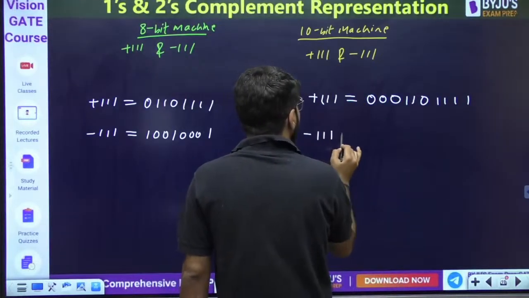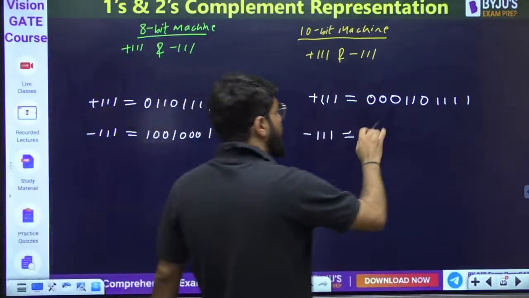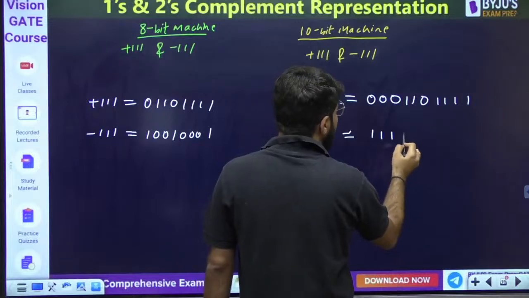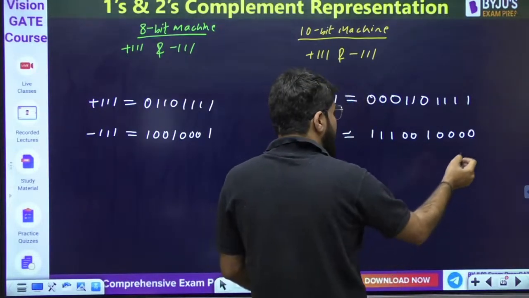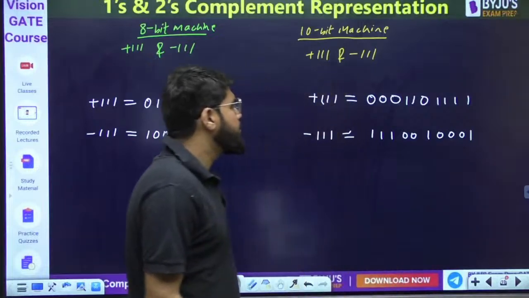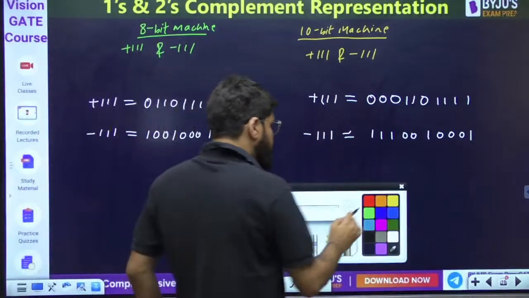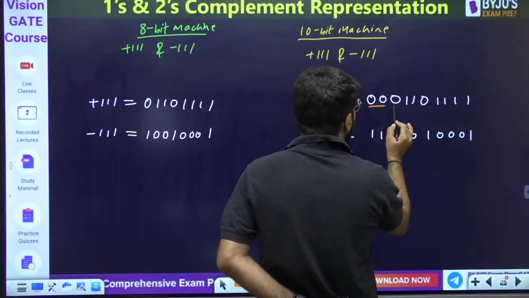So if I ask you minus 111, again you will take the 2's complement because it is a negative number. So take the 1's complement first. Add 1 to the rightmost digit. That becomes the 2's complement. Now when you compare both the answers, what is the difference? This was the 8-bit answer. Now extended to 10 bits.